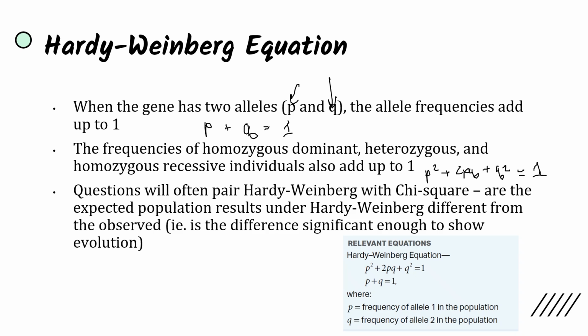And so questions are often going to pair Hardy-Weinberg equations with the chi-square, asking are the expected population results under Hardy-Weinberg, meaning so are the populations that are not evolving different from the observed. So essentially, is the difference between the two populations enough to show that evolution has occurred? And if you need some more review on chi-square, you can take a look at our video for 5.3. But for now, let us practice some Hardy-Weinberg.